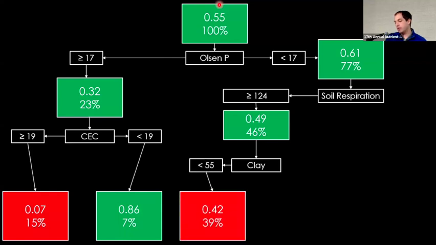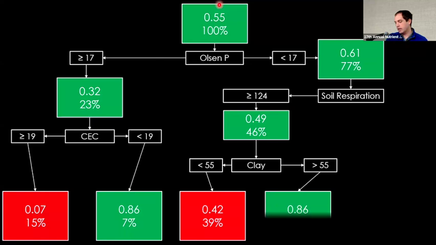If you had a low clay content, and 55% clay is really high, so most soils are going to be below that, you had only a 42% chance of response. Whereas if you were high in clay, you had a much higher response. So if you're below 17 and you had high clay content, you're even more likely to respond to phosphorus fertilizer.